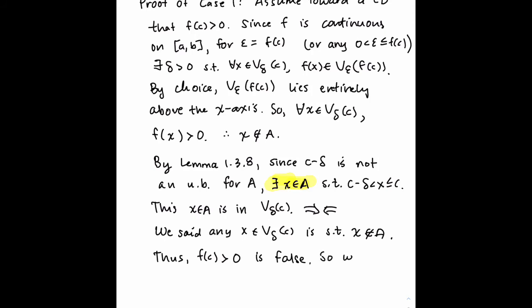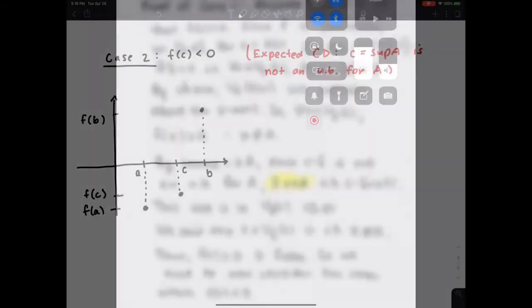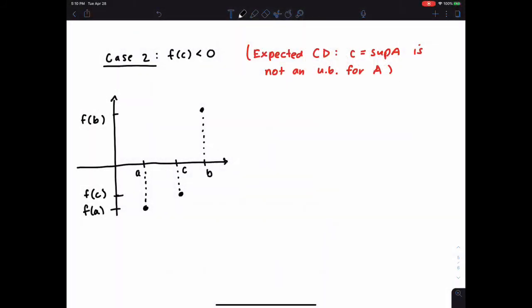So we need to now consider the case where f of c is less than 0. Because remember, we assumed f of c was not 0. We've shown it can't be positive either. Now we need to show that it can't be negative. So now we're going to look at case 2. And we're going to assume that f of c is less than 0. And again, we're trying to arrive at a contradiction.